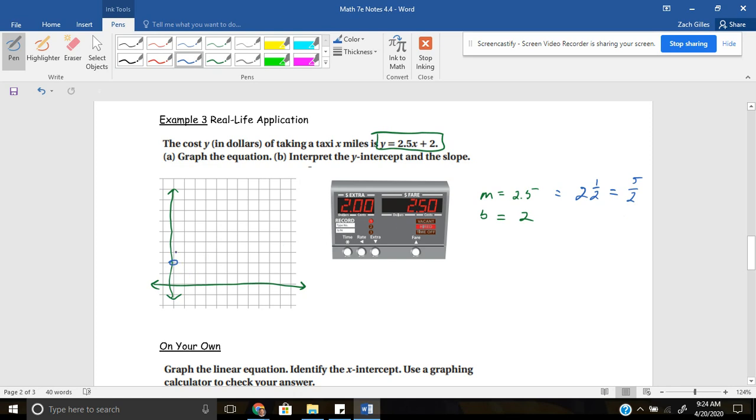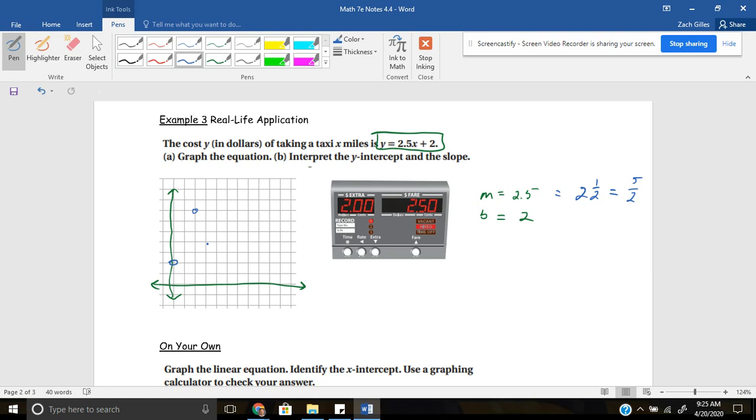So from this point, I'd go up 1, 2, 3, 4, 5, and over 2. Don't erase. Oh, I knew it was going to. Okay, so there is the point.